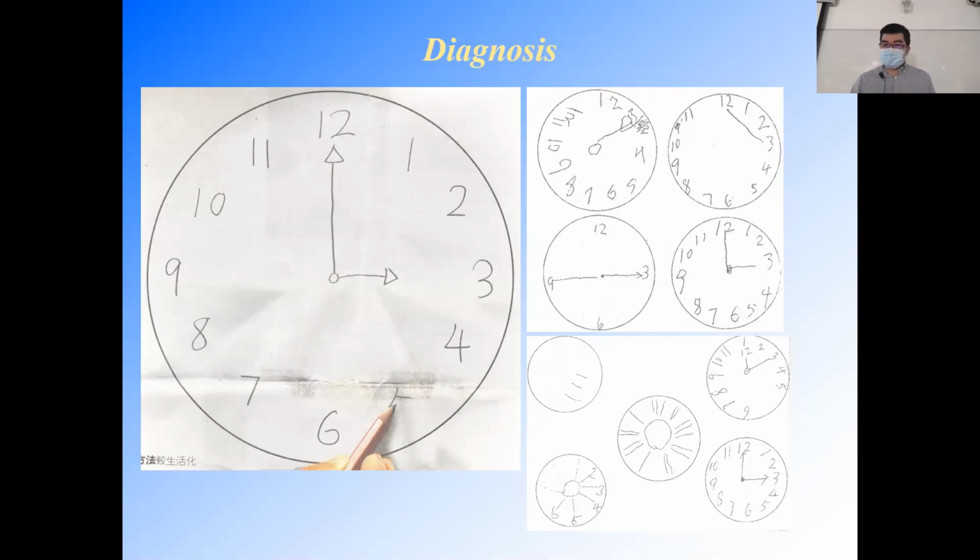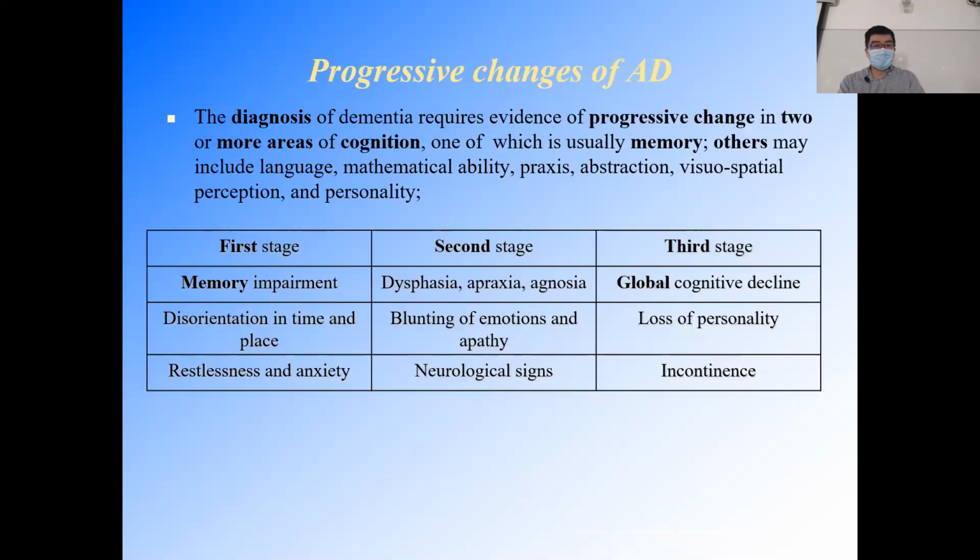But this is not an absolute diagnosis still. So this is what I'll talk about. There are progressive changes in 2 or more areas of cognition. One is memory, the other may include language, mathematical ability, praxis, abstraction, and visual spatial perception.